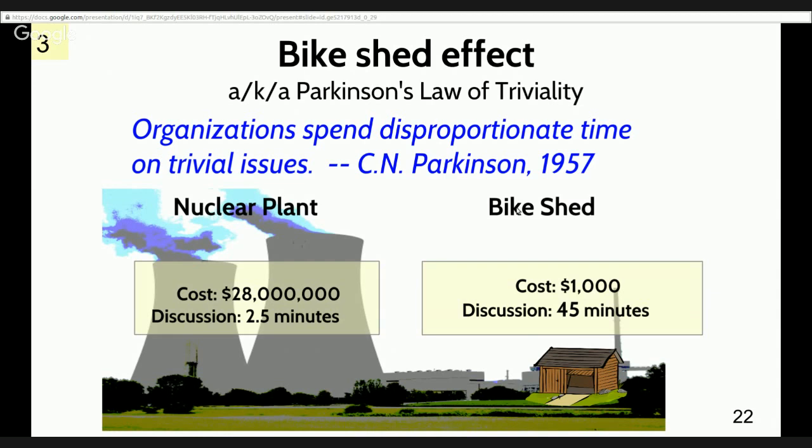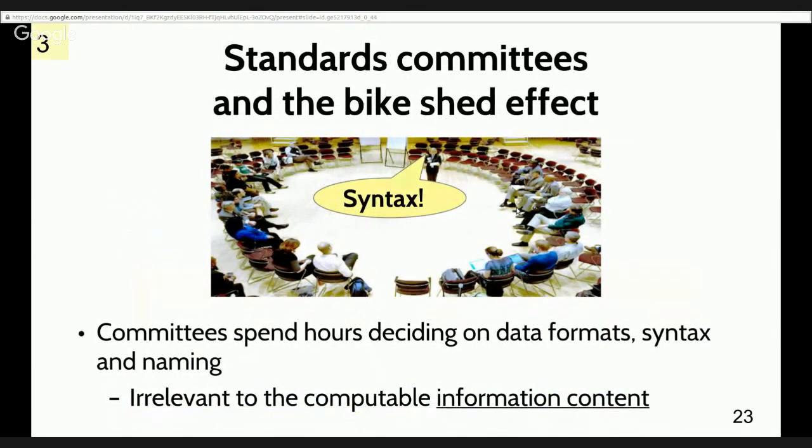Parkinson observed back in 1957 that organizations spend a disproportionate amount of time on trivial issues. The canonical example was that in an important board meeting with 2 items on the agenda, the approval of a nuclear power plant that was going to cost $28 million, and the approval of a bike shed that was going to cost $1,000, they spent 45 minutes discussing the bike shed and 2.5 minutes discussing the nuclear power plant. So RDF helps to avoid the bike shed effect by putting the emphasis where it belongs: on the computable information content, and taking things like data formats, syntax and naming right off the table, because those don't matter at all to the computer. They do matter to humans, but they do not matter to the computer that's going to be processing this stuff.